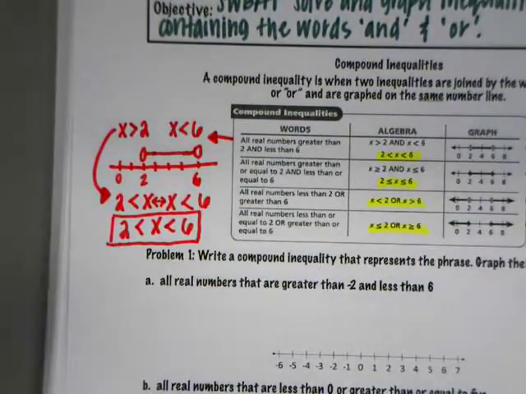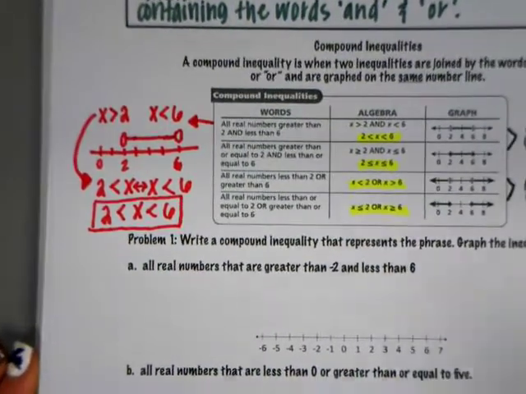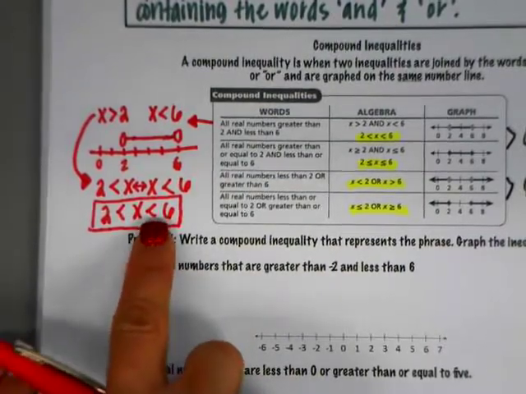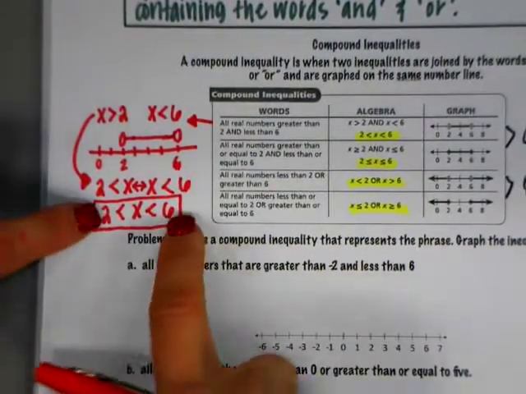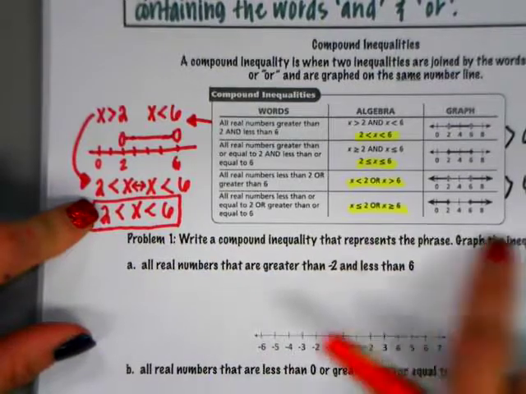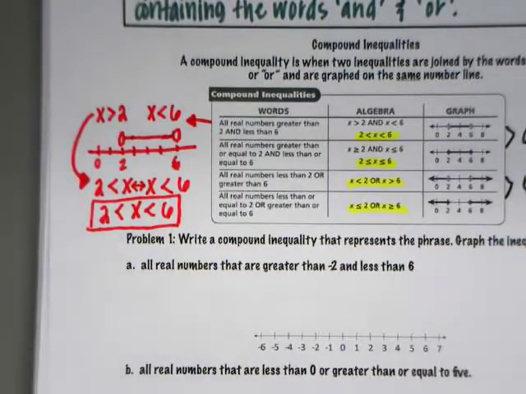Okay, so just remember that for the and ones, you should always have both of them being less than signs, then the smaller number, and then the bigger number. And then for or, you'll have the less than first with the smaller number, then the greater than with the bigger number. Okay? And we're going to practice this a lot, so don't worry.